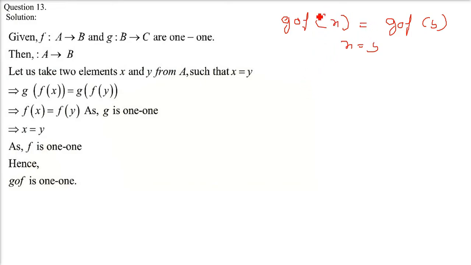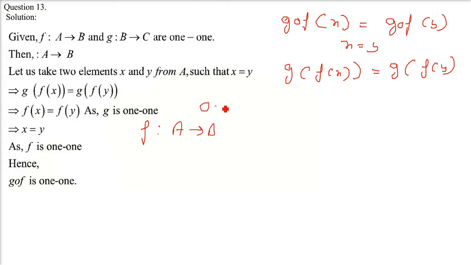So what is g∘f(x)? g of f(x), right? What is g∘f(y)? g of f(y). But remember, f is already one-to-one and g is also one-to-one. So function f is A to B. What does it mean? It is one-to-one. That means f one-to-one means if f(x) equals f(y), x should be equal to y. This we are going to use just now.